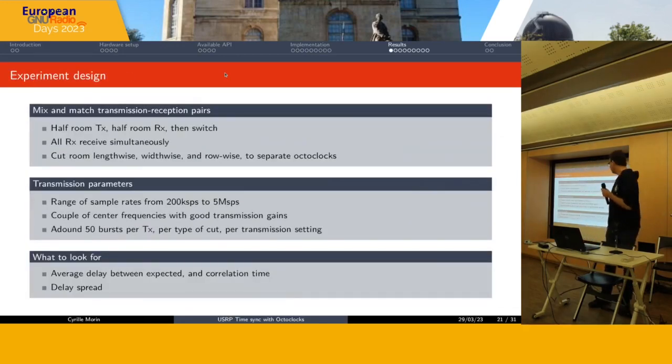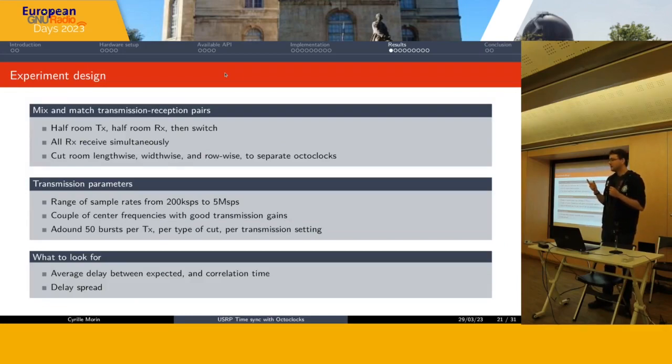And I tried to sweep a few sample rates to see how the delay changes, in this case with two center frequencies and around 50 bursts per transmitter, so we can make some statistical measurements of the delays. What we are going to look at next is a bunch of box plots. One interesting element is the average delay, or in this case the median delay, and how spread out it is compared to the median.